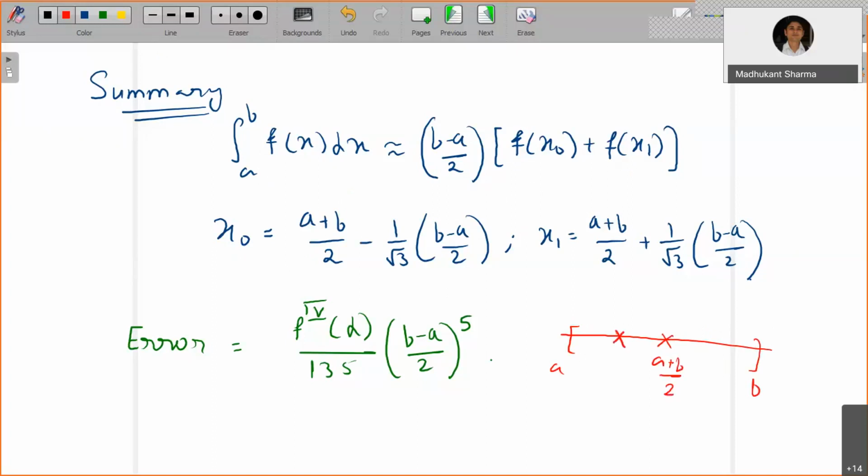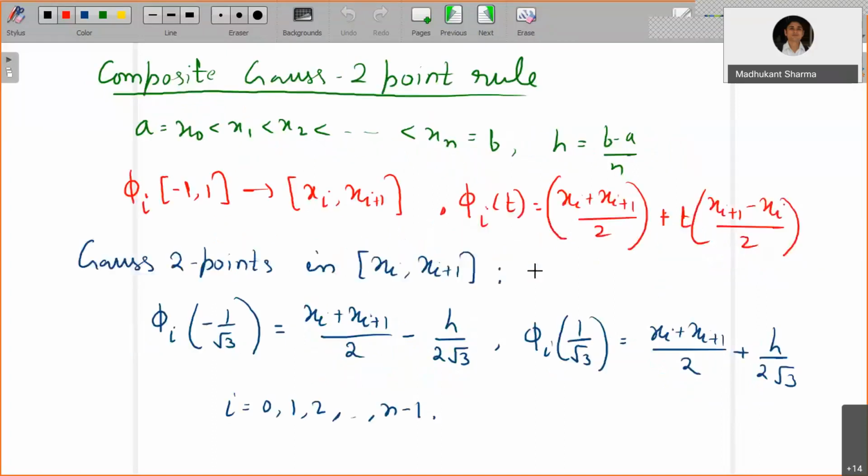So one point is symmetric, and the other point is symmetrically placed on this side. The points are explicitly given here, and the error formula is also explicit. So for the general interval, the Gaussian quadrature for the 2 points rule is given by this, where the Gauss 2 points are given by this formula. So let's consider the Gauss 2 point rule in a composite manner.